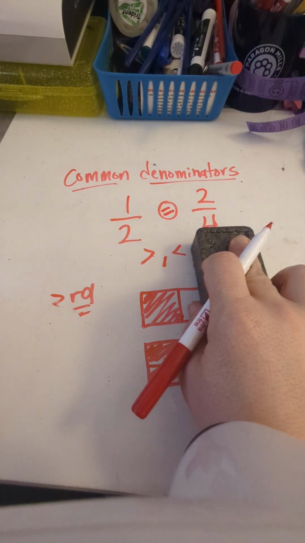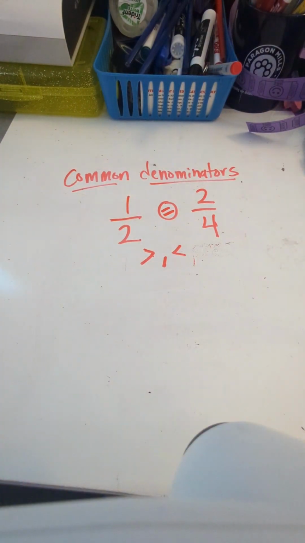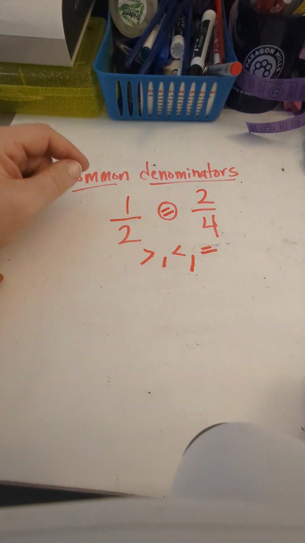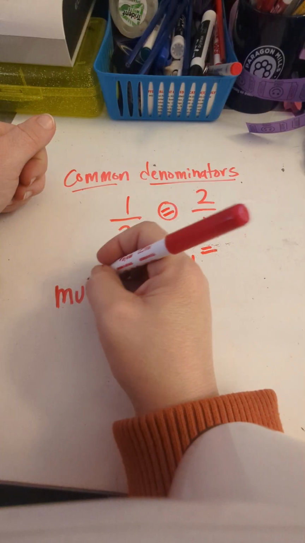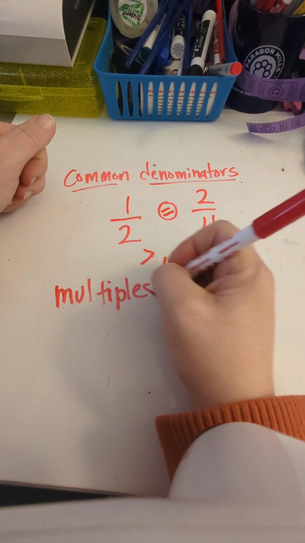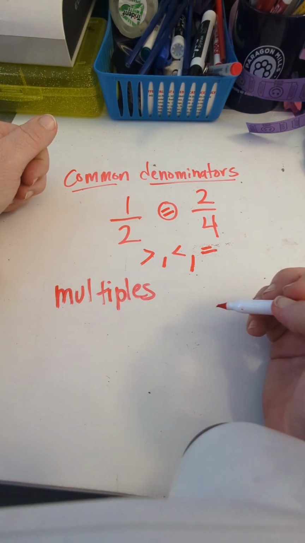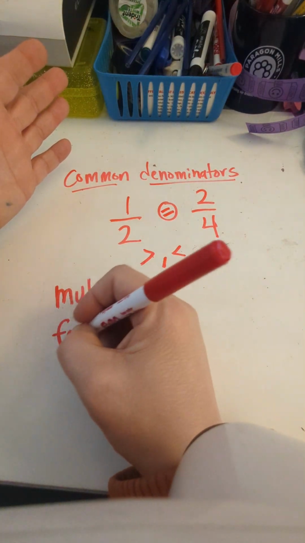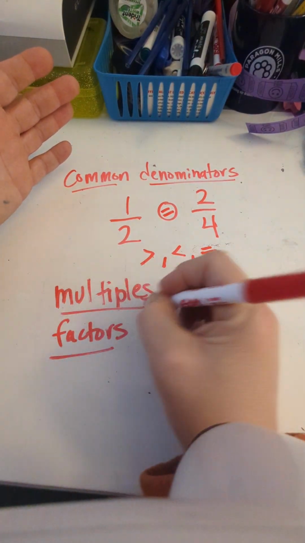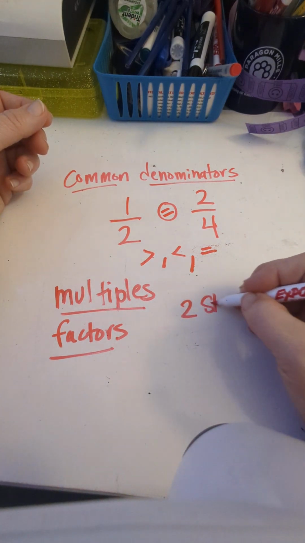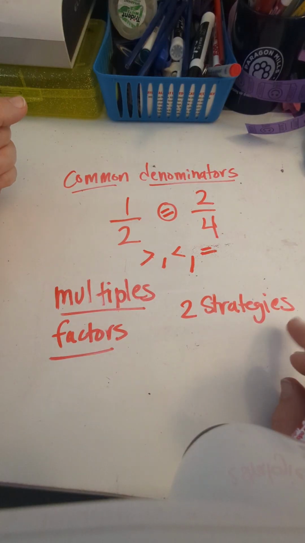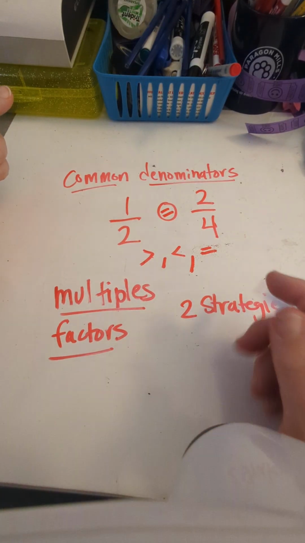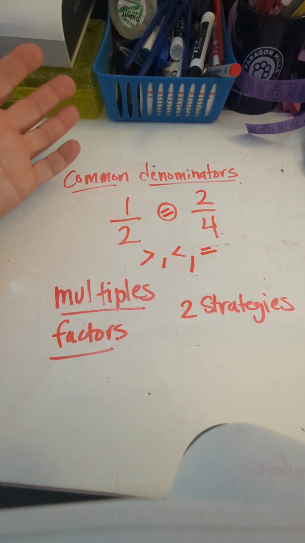So we can also check our fourth grade strategy to see if we agree. In order to find a common denominator, we're going to use multiples, or factors. These are our 2 strategies that we use. Now, a lot of times people do these in their head. They don't even have to write them down. But writing it down is always better.